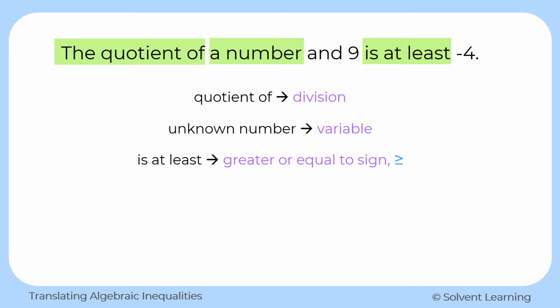So when we put it together, we'll have the quotient of a number, which we use the variable x, and 9. So we're going to show that they're being divided by each other. x divided by 9 is greater than or equal to -4.